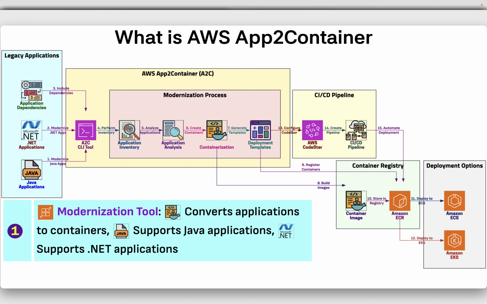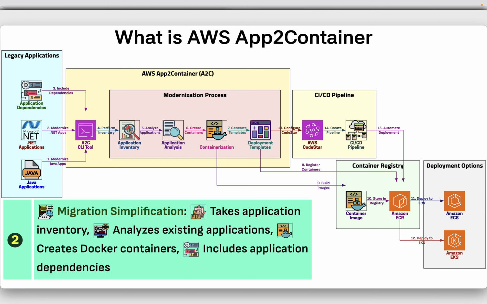So what is AWS App2Container? AWS App2Container is a command line tool that helps modernize .NET and Java applications by converting them into containerized applications. App2Container simplifies migration by taking inventory and analyzing your existing applications, creating Docker containers that include the application dependencies.